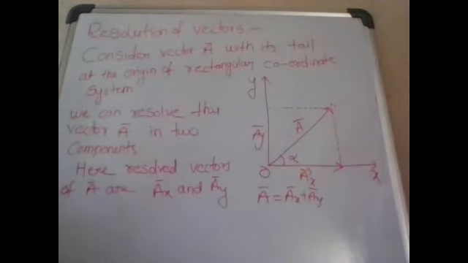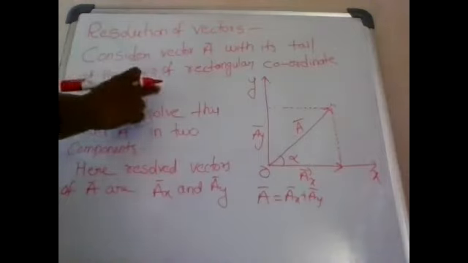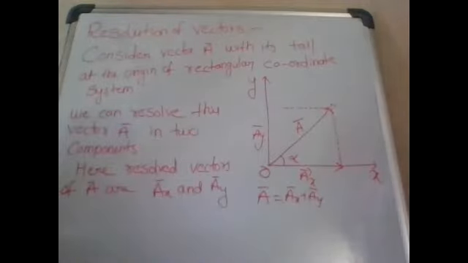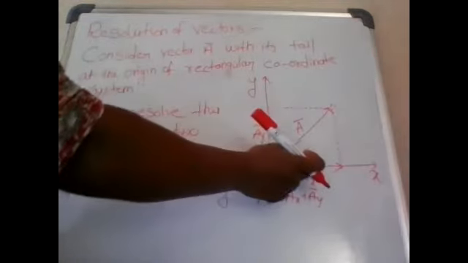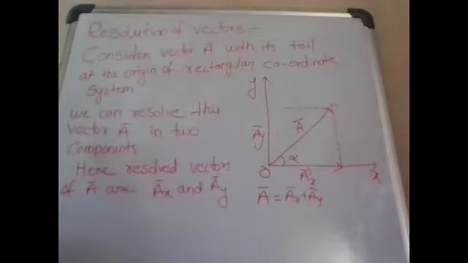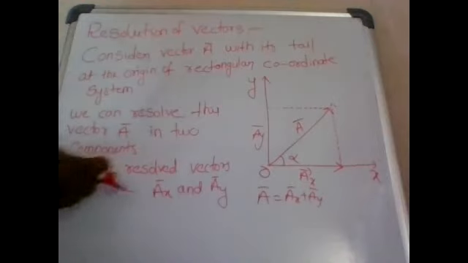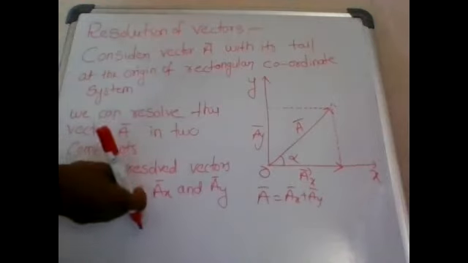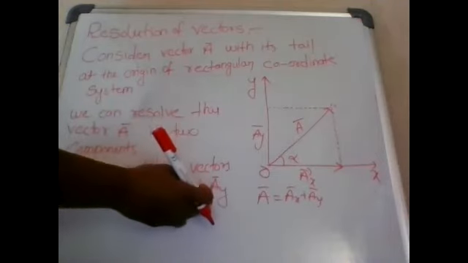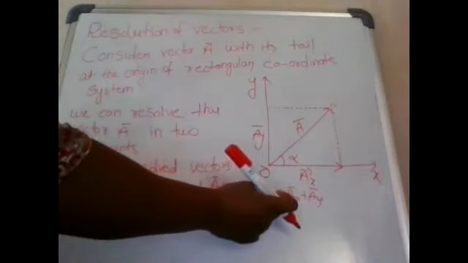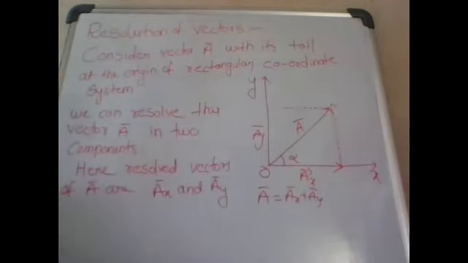This is the resolution. Resolution means consider vector A with its tail at the origin of a rectangular coordinate system, with x direction and y direction. Resolve means considering the vector in two components. Along x direction, the component is A suffix x. Along y direction, the component is A suffix y. So vector A bar we can write as A suffix x bar plus A suffix y bar.